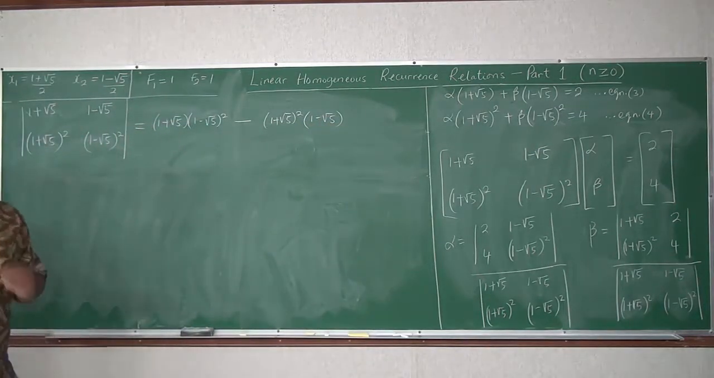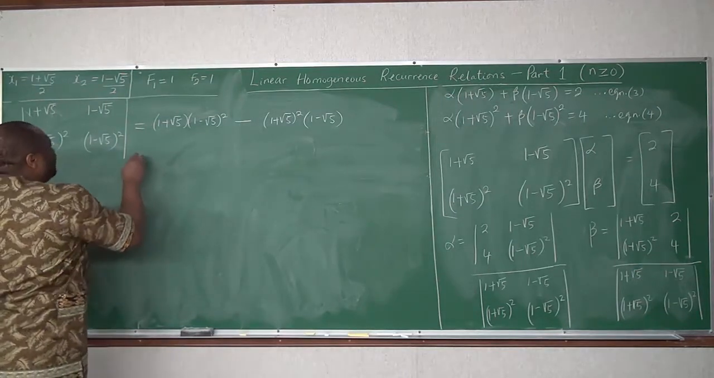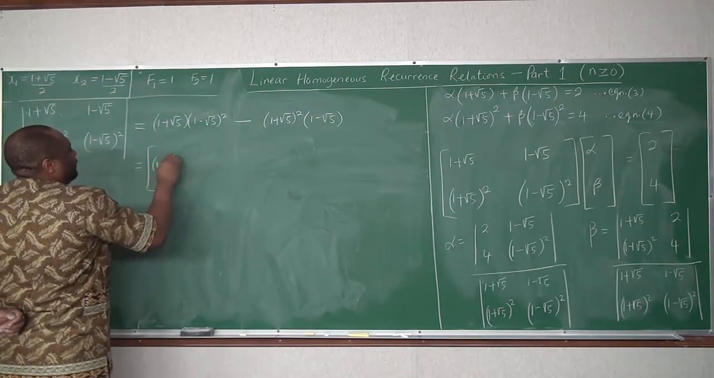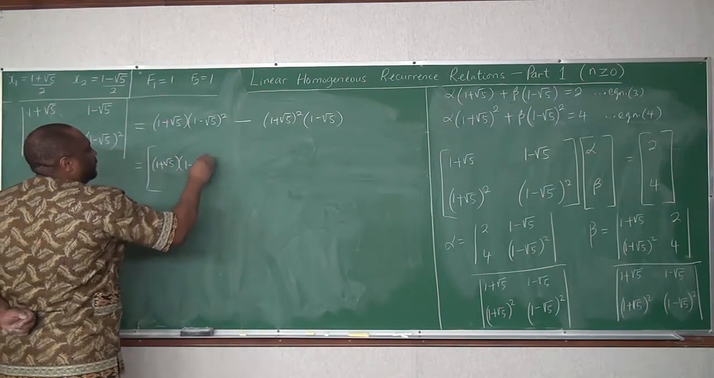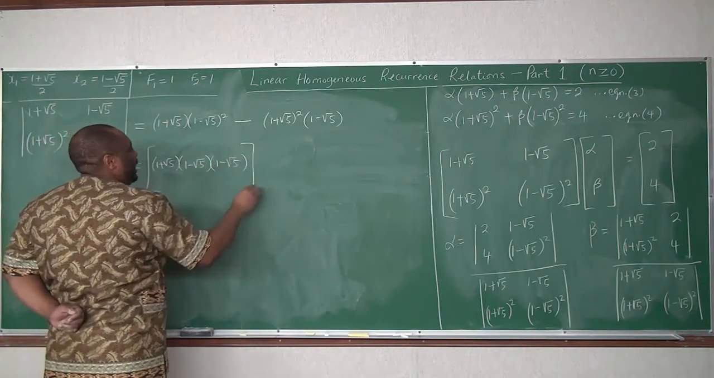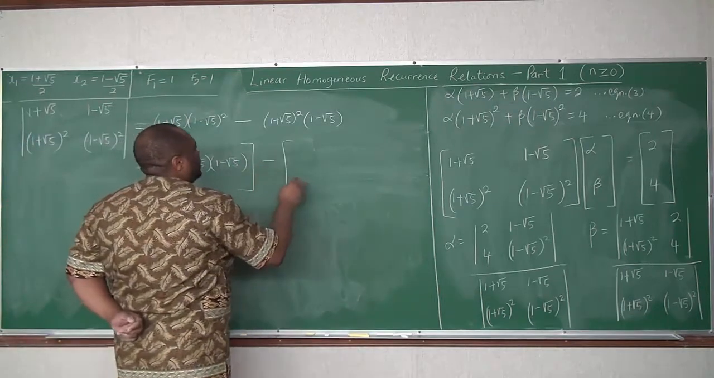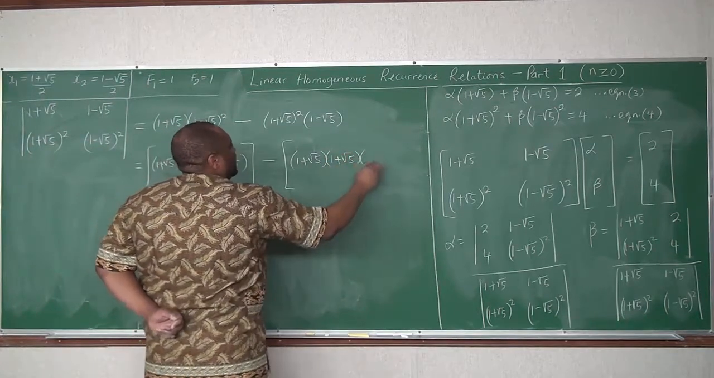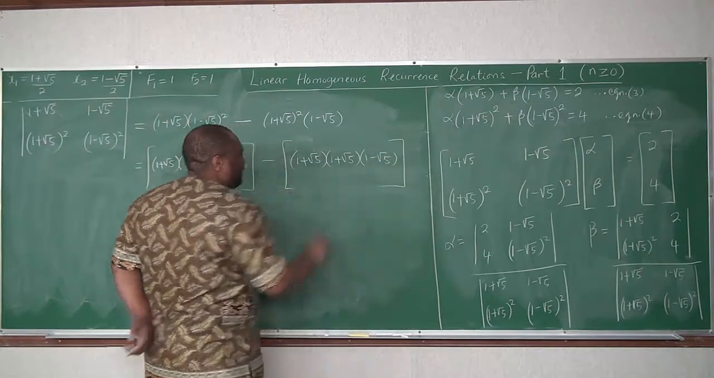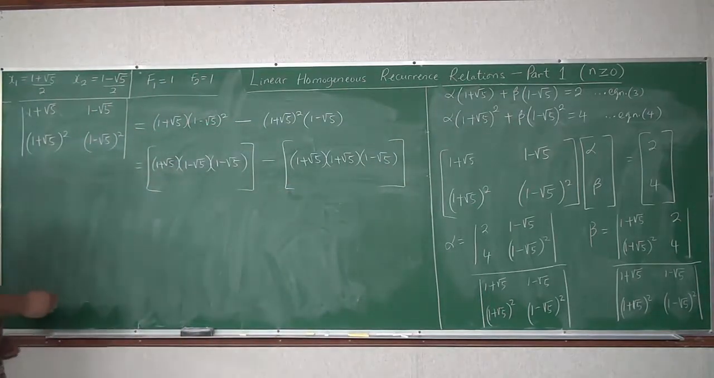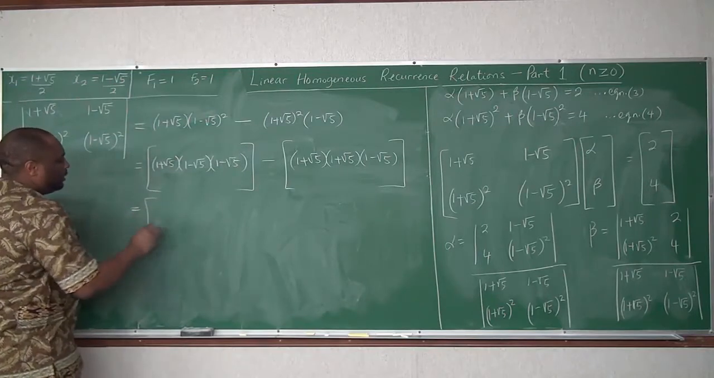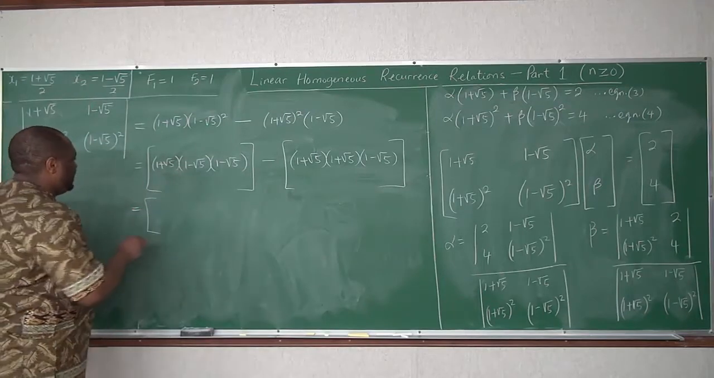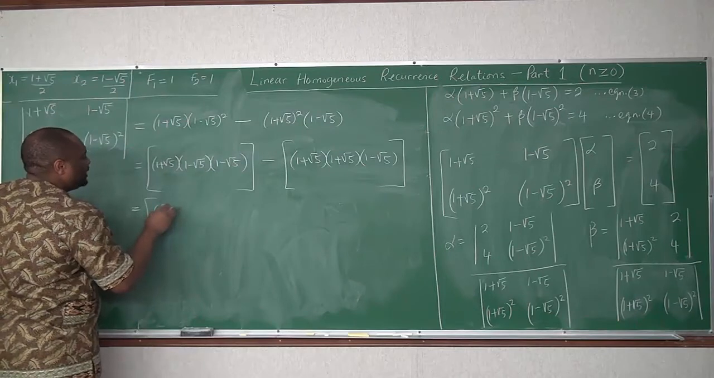Okay? So this will give us, let me put brackets in this. So I have 1 plus root 5 times 1 minus root 5 times 1 minus root 5, I close the bracket, minus 1 plus root 5 times 1 plus root 5 times 1 minus root 5. So this will give me 1 plus root 5 times 1 minus root 5. Difference of two squares is much better. I want to do it that way.